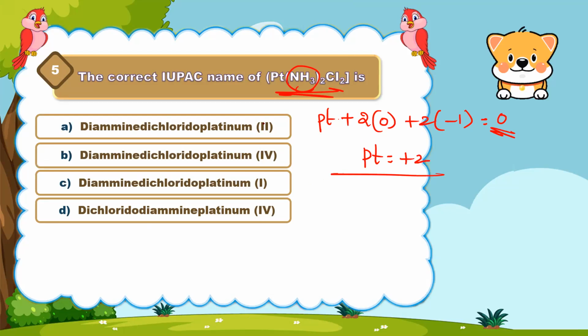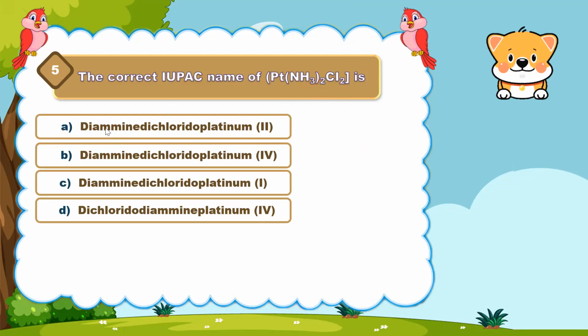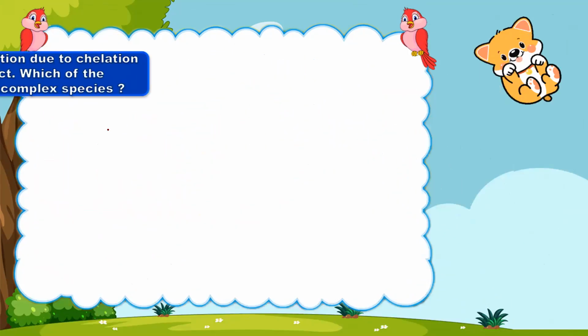Then in all these 4 options, the first option is having 2. Diammine is correct, because as per alphabetical order, A comes before C. Diamminedichloridoplatinum(II) is the correct answer. Now let's see the next question.